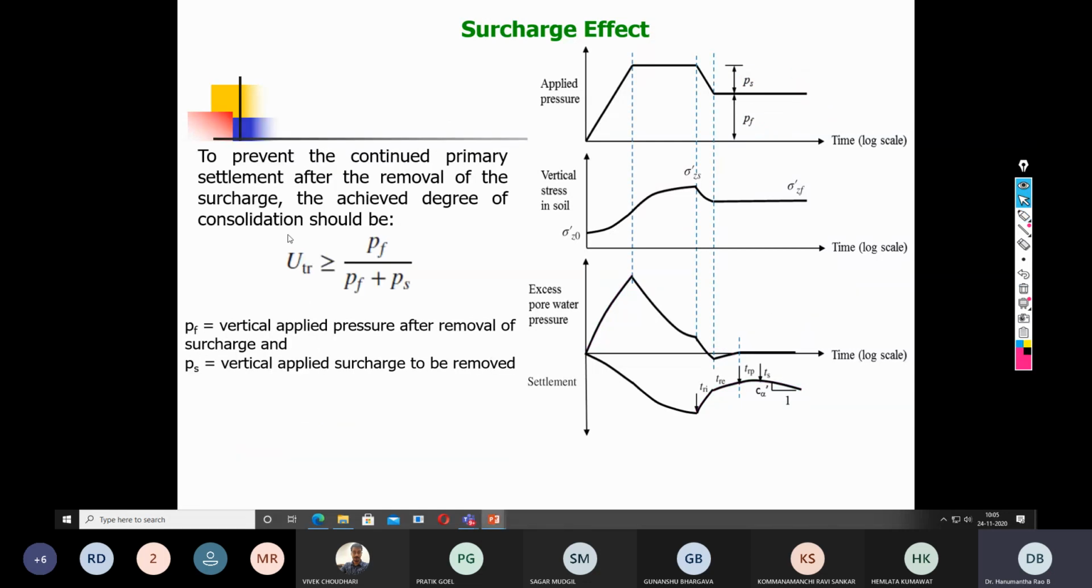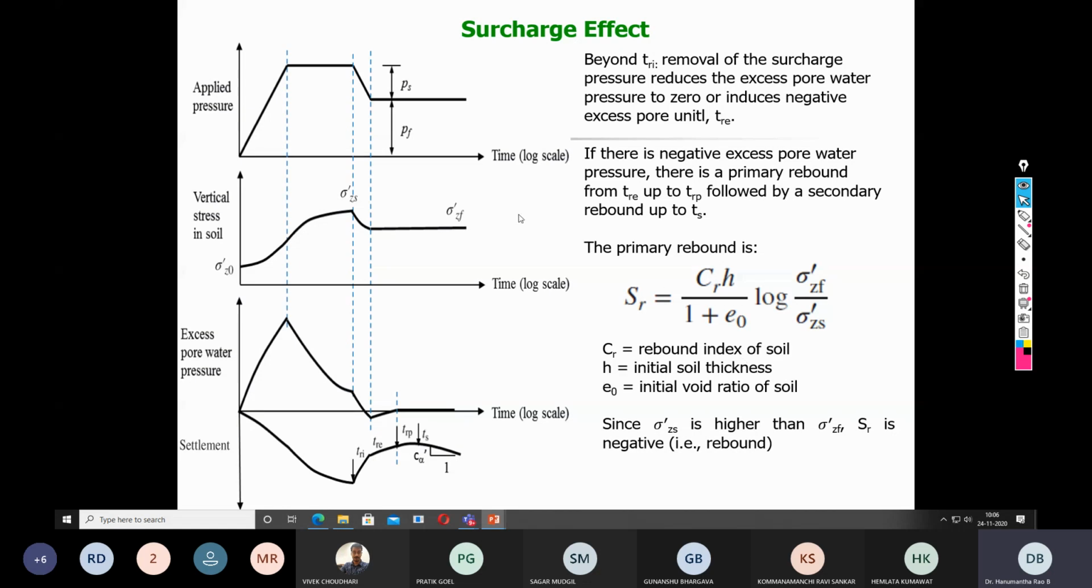So this is another form. To prevent continued primary settlement after the removal of the surcharge, the achieved degree of consolidation should be equivalent to this minimum value. PF is the vertical applied pressure after removal of the surcharge, that is, after the superstructure construction, and PS is the vertical applied surcharge to be removed. So this is another parameter. This equation should be used to calculate the achieved degree of consolidation.